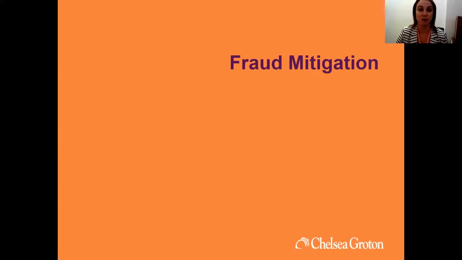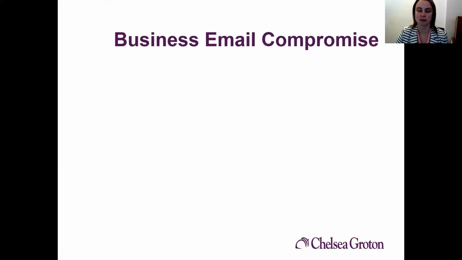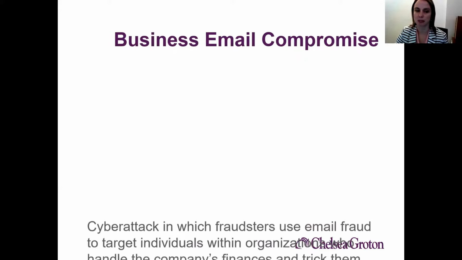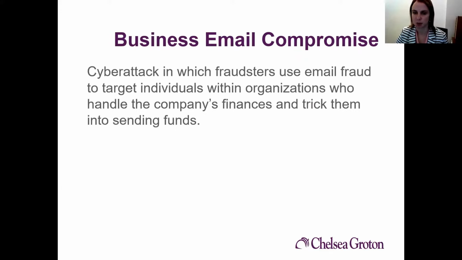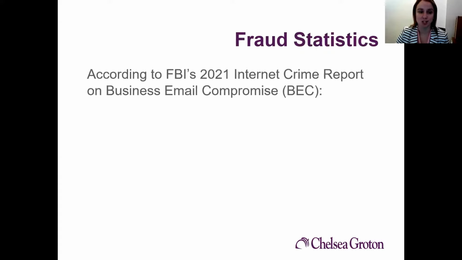All right, so we're going to move on to my favorite topic, which is fraud mitigation. Fraud is rampant, and the biggest type of fraud that we see is what's called business email compromise. So this is the definition of what business email compromise is. Basically, it's when somebody sends a fraudulent email to somebody within the organization trying to trick them into sending money. It is happening across the industry.